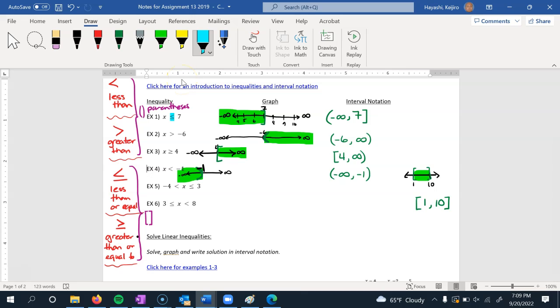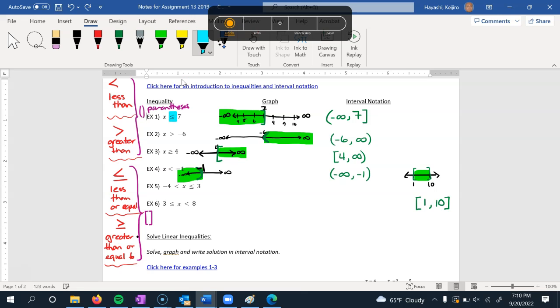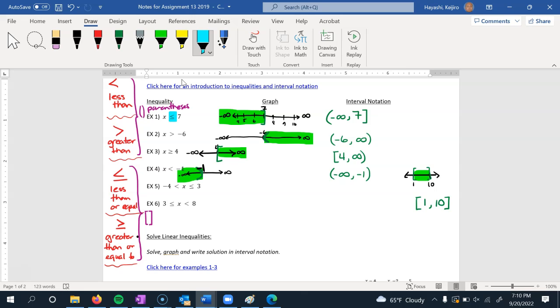What I do want you to notice is the way that this sign is pointing. If you think of it as an arrowhead that's pointing either left or right, which way is that arrow pointing? It's pointing to the left. And which side of our number did we shade on the number line? The left. Okay. Let's look at this one. If we think of this as an arrowhead, which way is it pointing? To the right. And which side of our number, -6, did we shade? To the right.